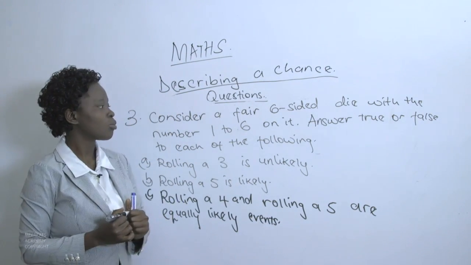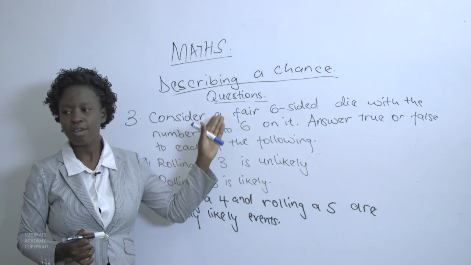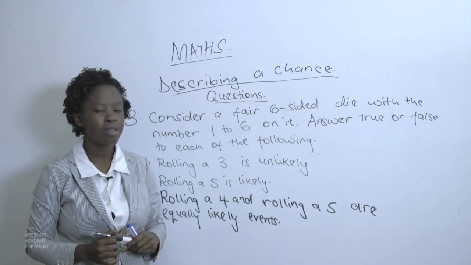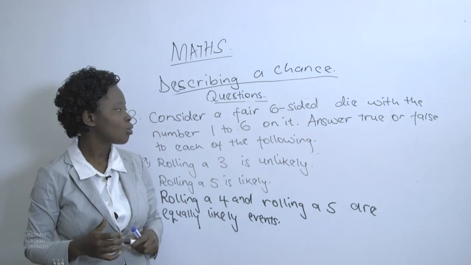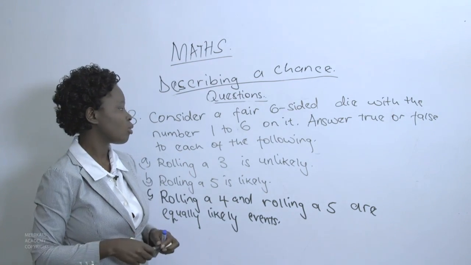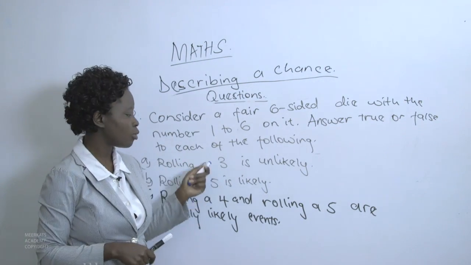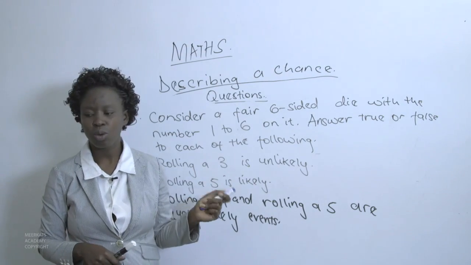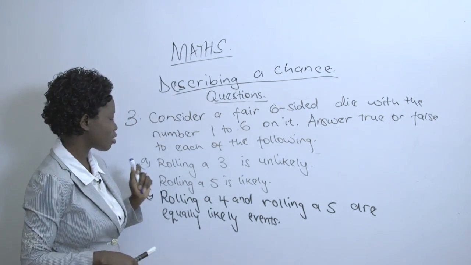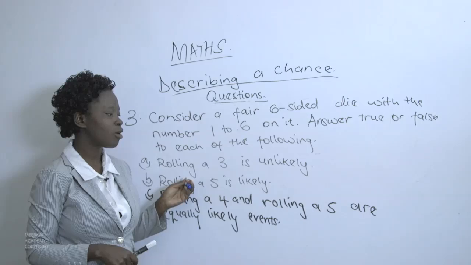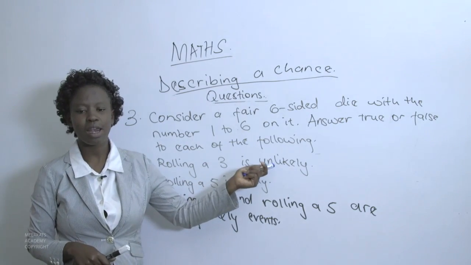So question 3, we are being asked to consider a fair six-sided die with numbers 1 to 6. We are supposed to answer if the statements below are either true or false. The first statement we have is: rolling a 3 is unlikely.